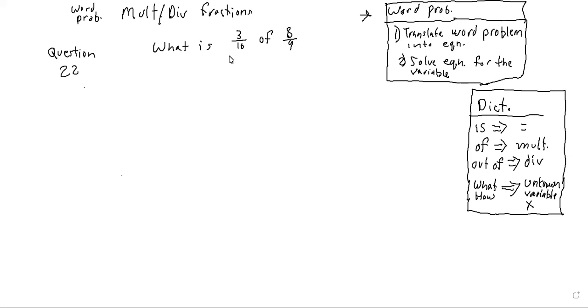All right. So in order to determine which type of equation we need, we have to know what type of word problem it is. How do we determine that? We look at the numbers in the word problem. Here we see that we have 3/16 and 8/9. Those are ratios. So we know we're dealing with ratios, with fractions, right? So now we know that we have to use a dictionary, right?